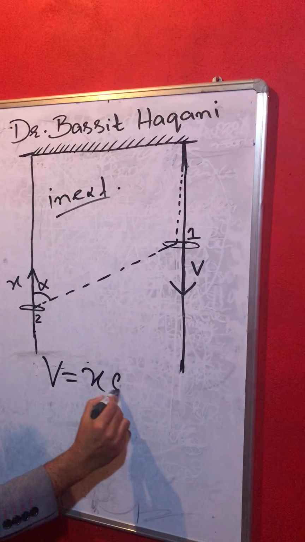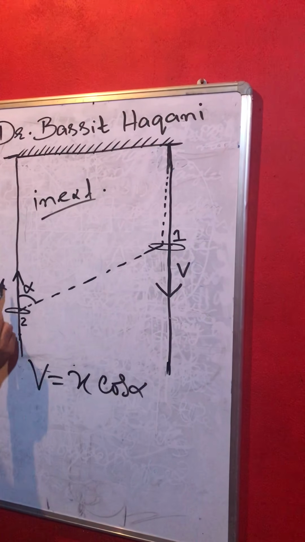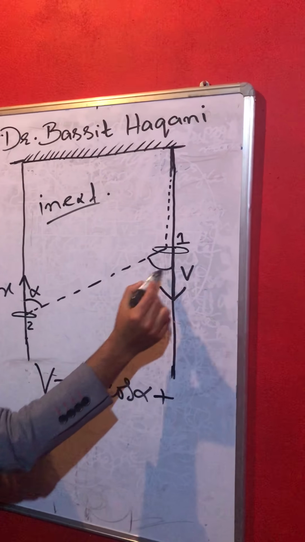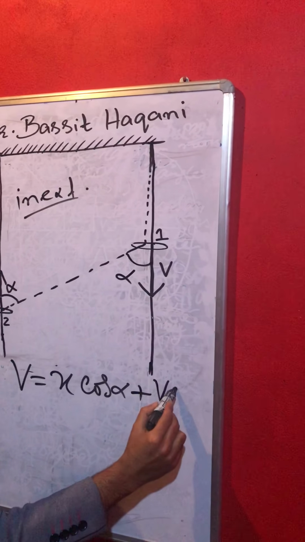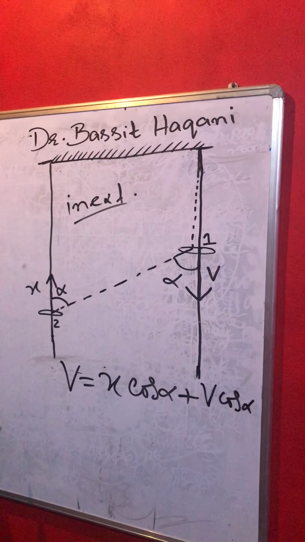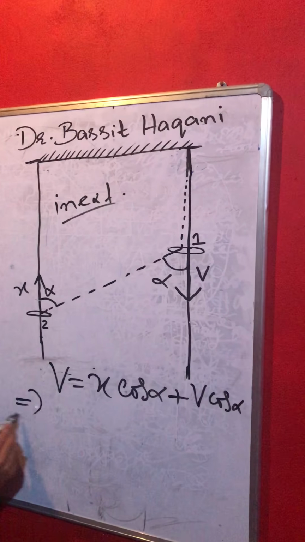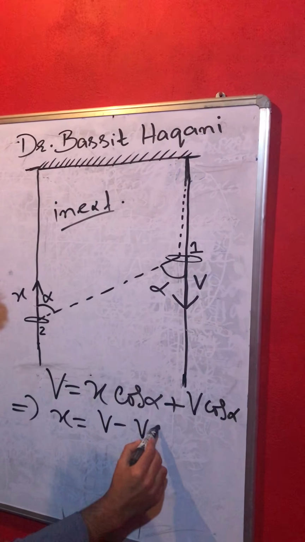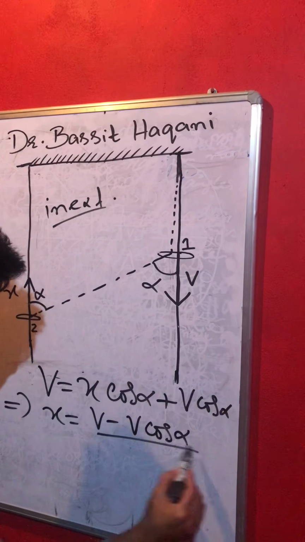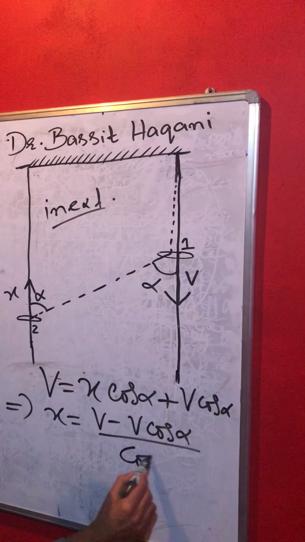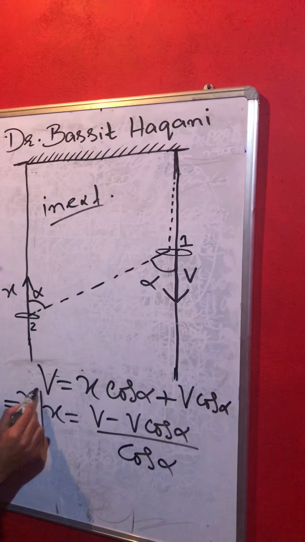x cos alpha plus, if this angle is alpha, this is also alpha, v cos alpha. This is the answer to the question, and once I solve it, what I get is x is equal to v minus v cos alpha divided by cos alpha. That's the answer to this question.